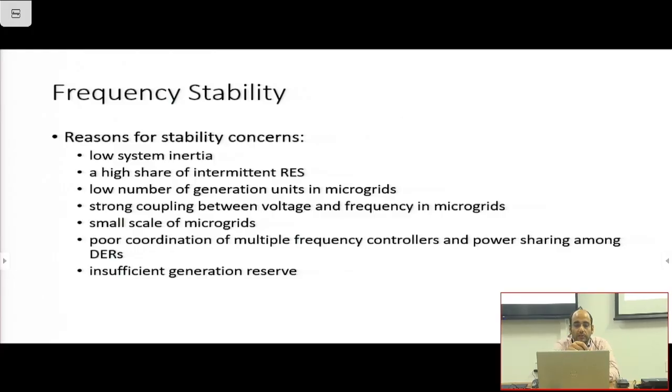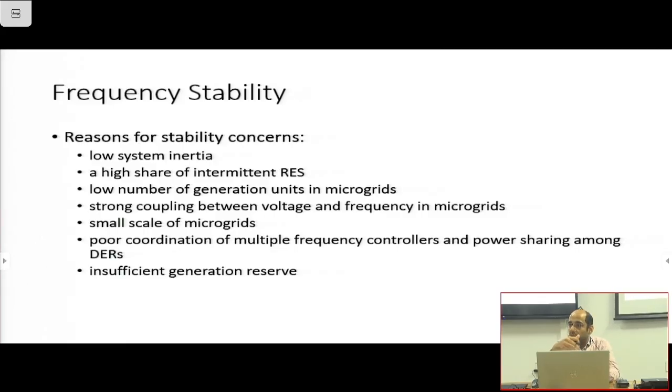Then, small scale of microgrids. As I told, in a conventional power system you can have multiple generators. In a microgrid you can have only a few generators, of small capacity. So if one of them is out, others have to handle the variation, and it can lead to stability issues.